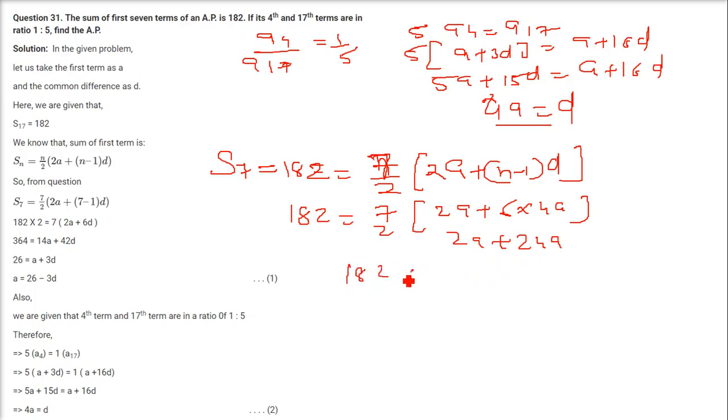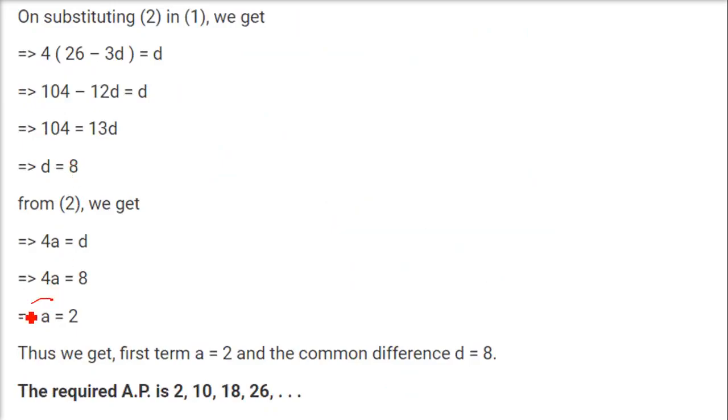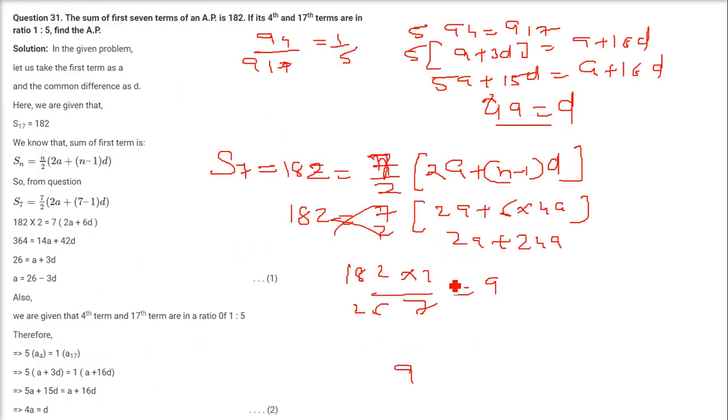So what do you get? 182 into 2 by 7. I'm taking the 2 here and the 7 here, and this is 26A. So A will be 2, right? If you want to check, 26 is 2 into 13, and 13 into 7 is 91, and 91 into 2 is 182. So A you get as 2.